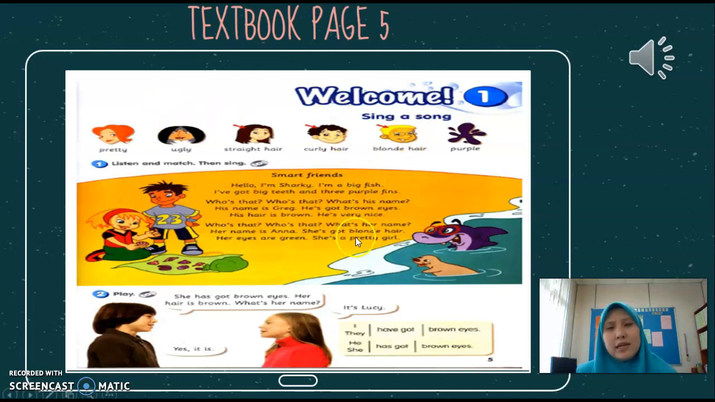Okay, before this, at the previous lesson, we focused on this song. So, do you still remember the song? Hello, I'm Sharky. Okay, you can sing again if you want. But for today's lesson, we are going to focus on this part. Okay, the bottom part of this page.